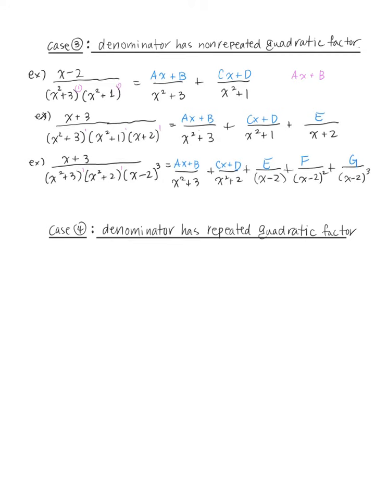Alright, case 4. The denominator has a repeated quadratic factor. Okay, so the best way to do it is by example, so let's take a look. So I'm going to make it similar. So x minus 2 all over, let's go with x squared plus 3 to the second and then x squared plus 1 to the third. Yeah, why not? Let's just stop right there. Okay, so how many fractions are we going to get? You got 2 plus 3, that's 5. So we're going to have 5 partial fractions.